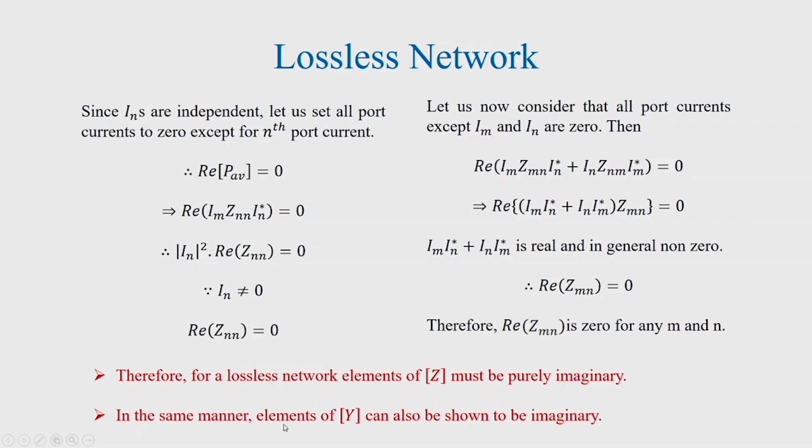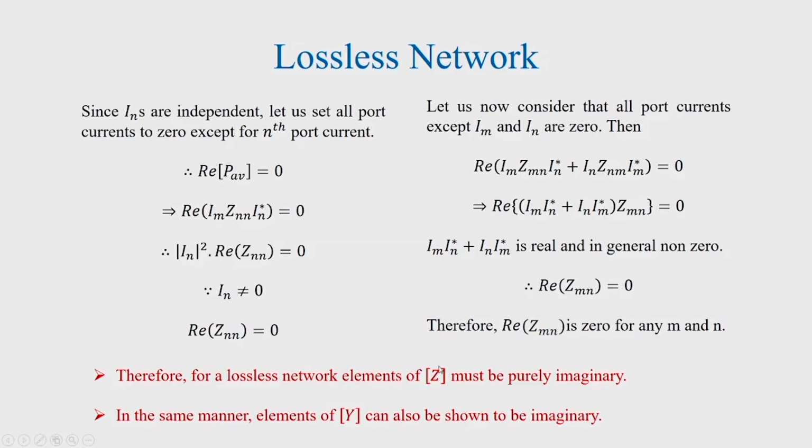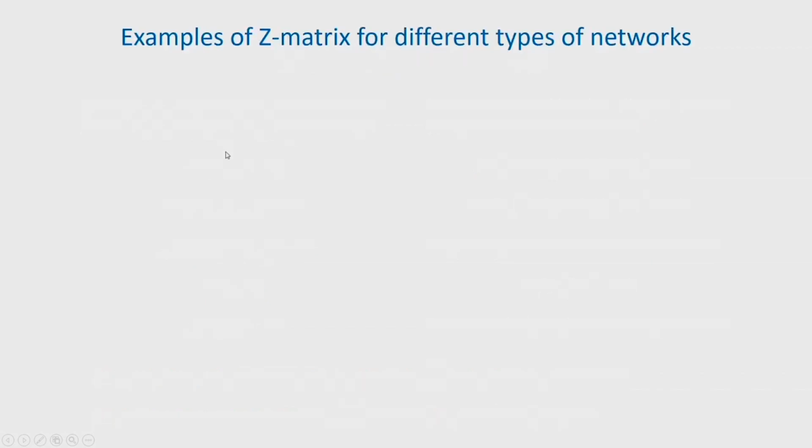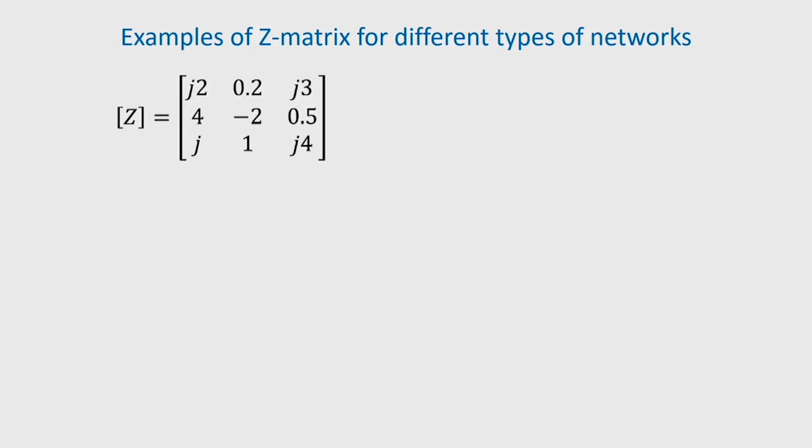And in the same manner, elements of Y can also be shown to be imaginary. So, this is the property: the elements of a lossless reciprocal Z or Y matrix are purely imaginary. We will see some examples later on. Now, let us see some Z matrices for different types of network.